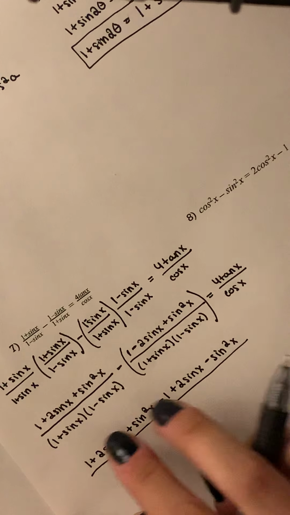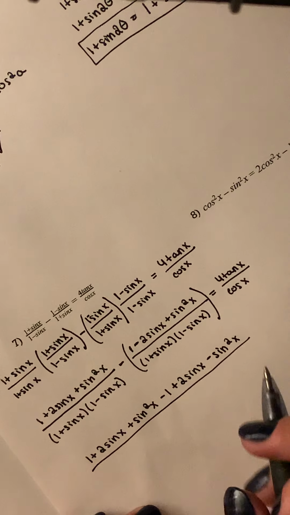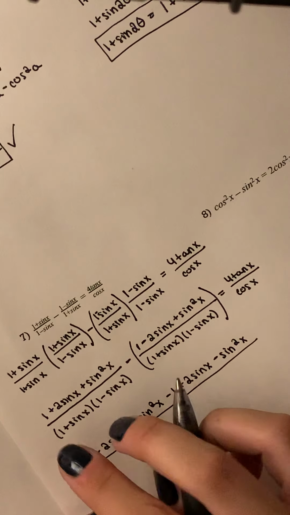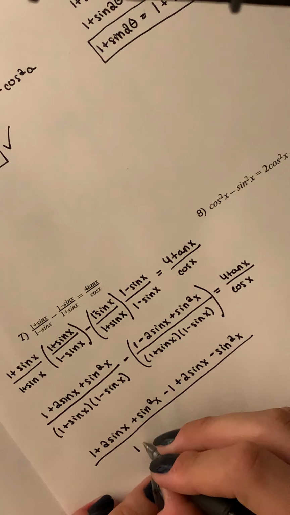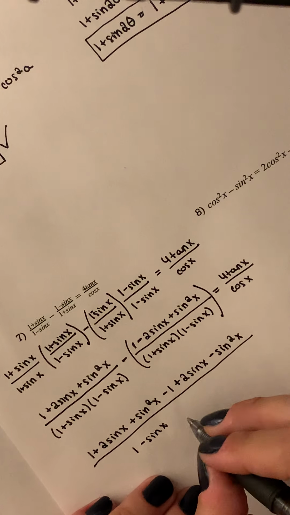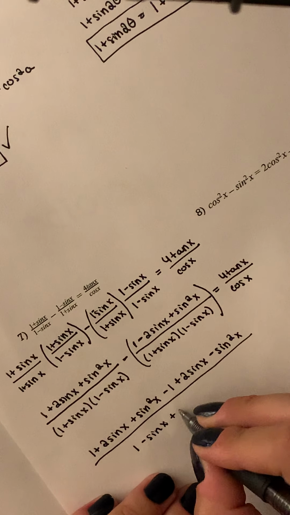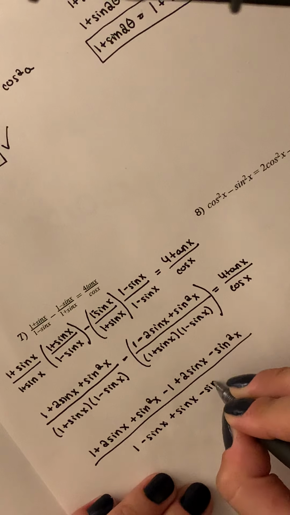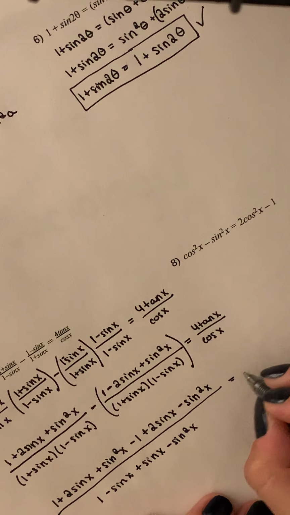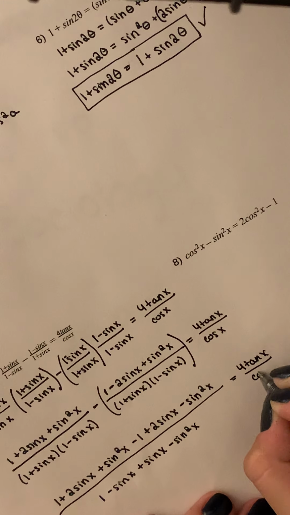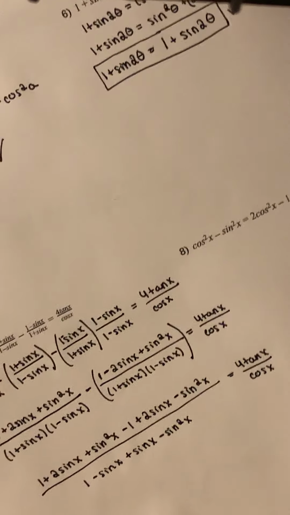For your denominator, I'm going to distribute this out now. You have 1 times 1 over here, which gives you 1. You have 1 times negative sine x, and then another 1 times positive sine x, and then a negative sine x times a positive sine x. And this is all still equal to 4 tan x over cosine x.